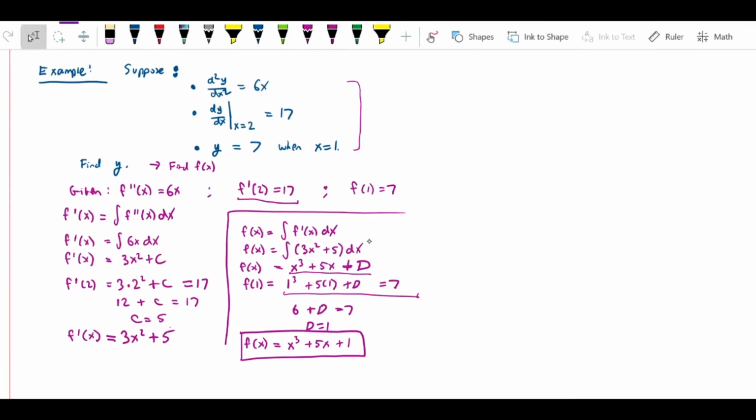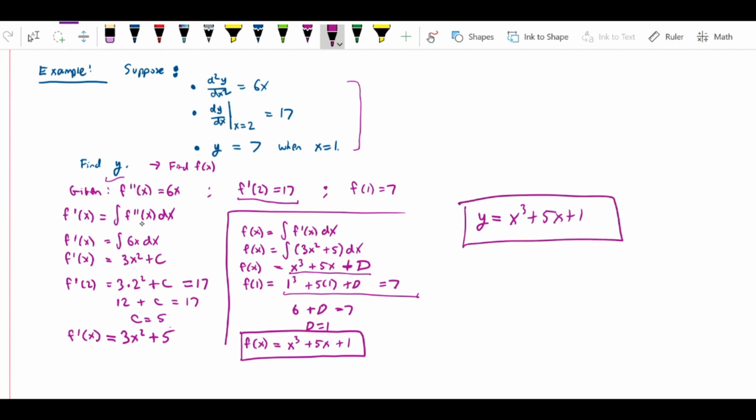And since the question actually asked for us to find y, I suppose I can finally just enter y equals x cubed plus 5x plus 1. And that's fine. It's easier if the problem is actually given in this form, but you can just translate it into a problem involving f instead of the Leibniz notation if you find it easier.